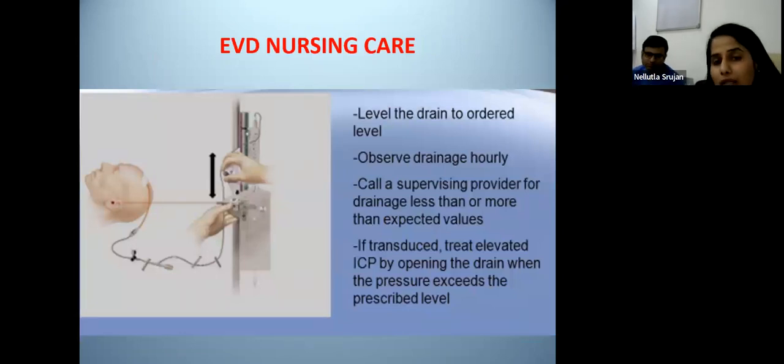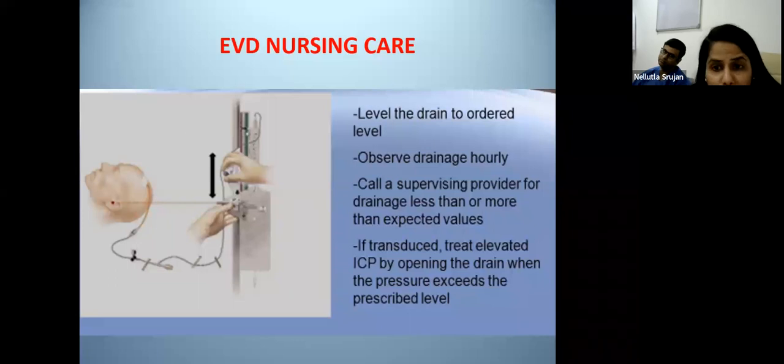So as a nurse, what is our important role? Again, it is our responsibility, our role as a nurse, to take care of the drain over there. As I told you, the level of the drain has to be exactly near the pinna of the ear. You need to measure at least 7 to 9 centimeters. It has to be within that level only.